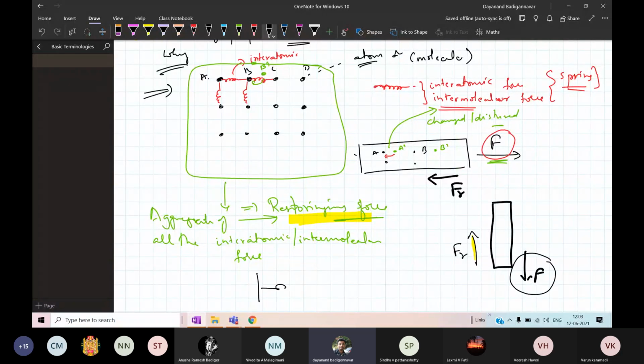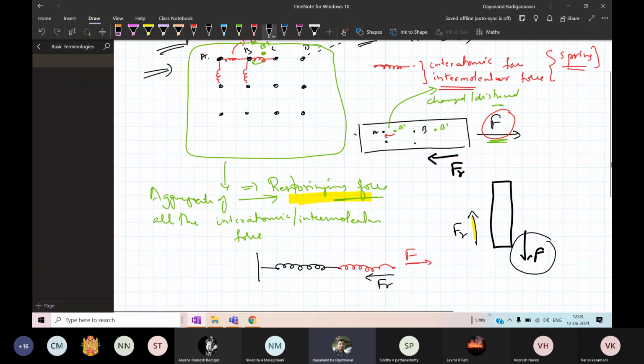You have learned this in the earlier class. If this is the spring, and I apply the force, there is an extension in the spring like this. So you are applying the force in the downward direction, and therefore the restoring force will be opposite to it. This is the direction of the restoring force.